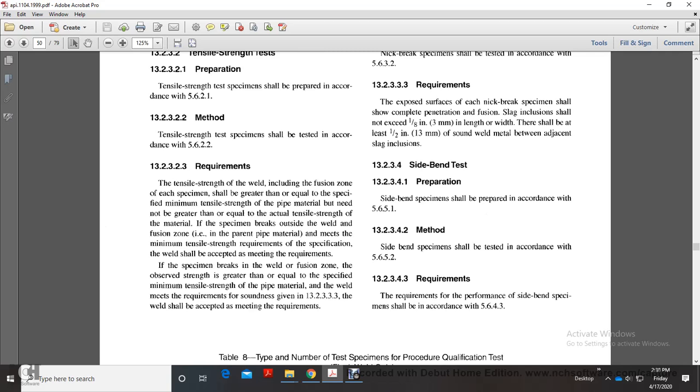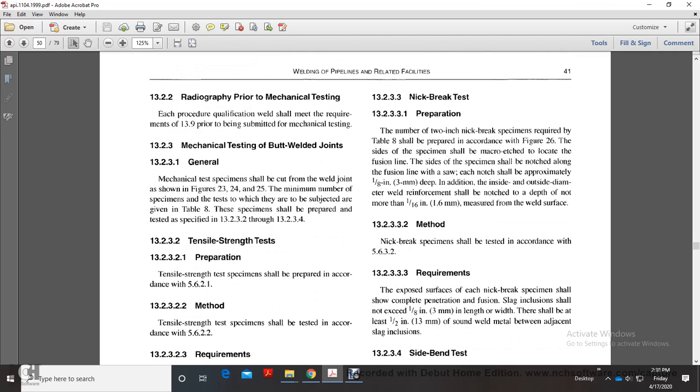If the specimen breaks in the weld or fusion zone, and the observed strength is greater than or equal to the specified minimum tensile strength of the pipe material, and the weld meets the soundness requirements given in 13.2.3.3.3, the weld shall be accepted as meeting the requirements.